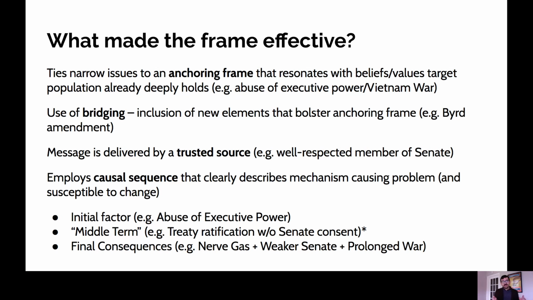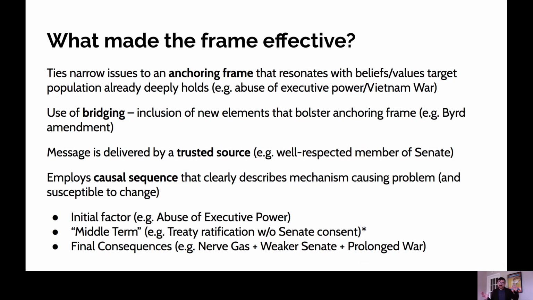But the most important part of the causal sequence is the middle term. In other words, it's the thing that you have to do in order to avoid the negative final consequences. And for Magnuson, that's treaty ratification without Senate consent, right? That's the thing that's causing the negative final consequences. And if you want to avoid that, you have to pass his amendment. Similarly, if you see a poster that says, mask up for a better 2021, the implication is that if you want to avoid those negative final consequences, you have to do something different. You have to engage in a particular kind of behavior.